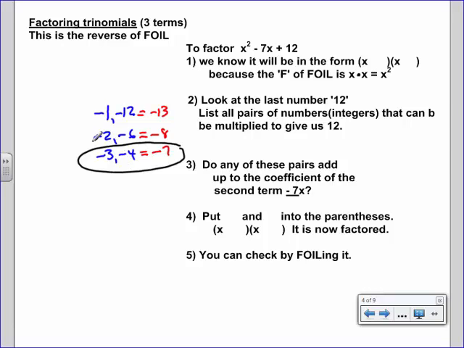Now, you have to put negative 3 and negative 4 into the parentheses. Negative, minus, same thing. So you would write x minus 3, x minus 4, and this is it. This is your factored form of what you started with, x squared minus 7x plus 12. And again, you could check it by foiling. When you foiled it, you would end up with this.